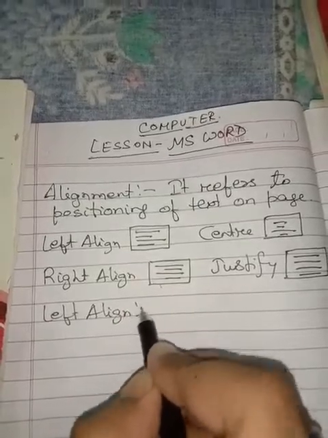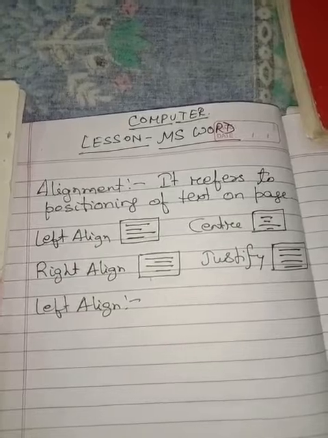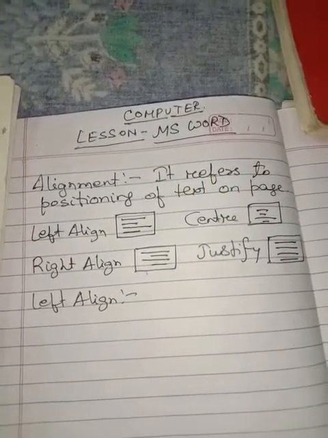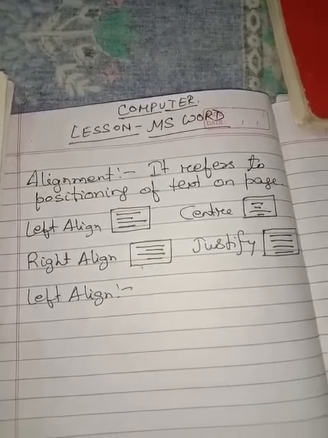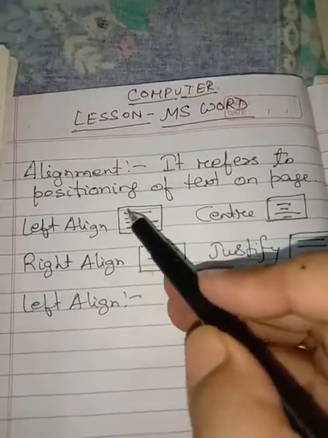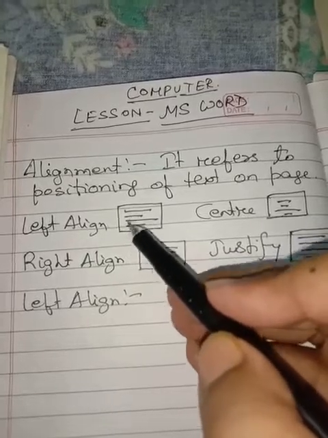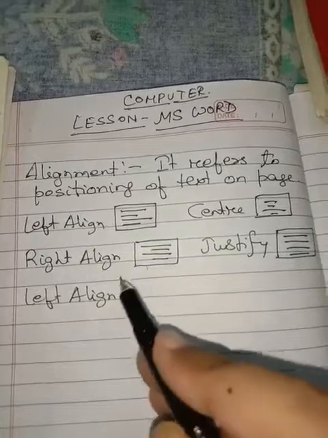Left align means the arrangement of text evenly in a straight line at the left side of the document, but with uneven edges on the right side. Most frequently the text is left aligned. So it means the arrangement of text evenly in a straight line at the left side of the document. This is left align.